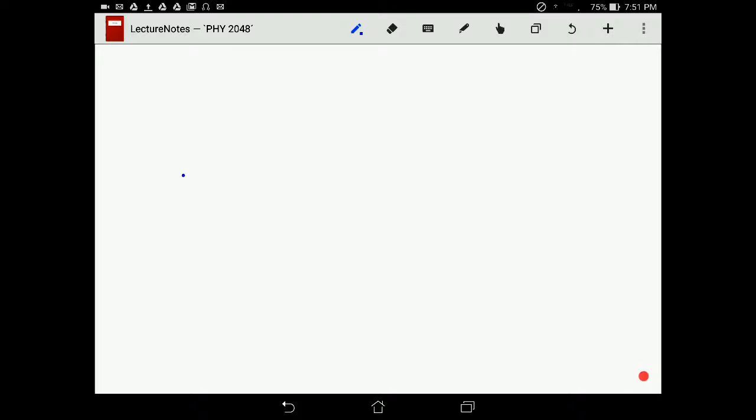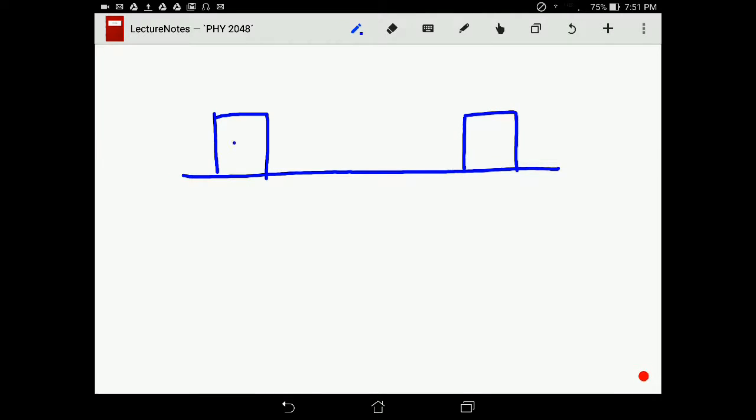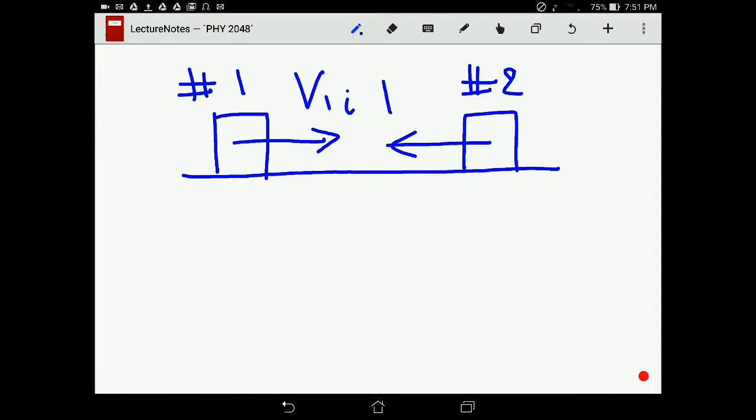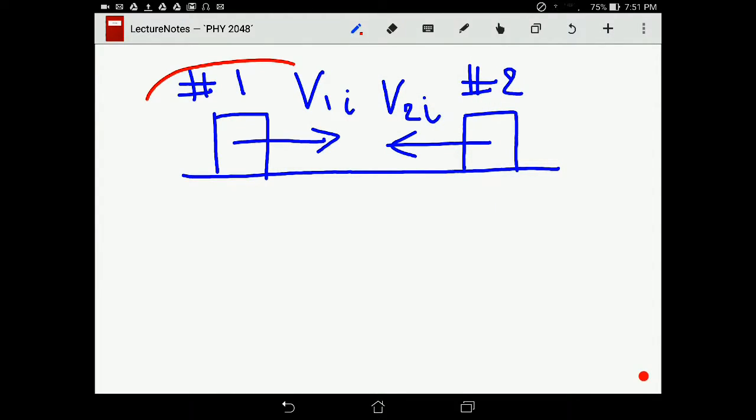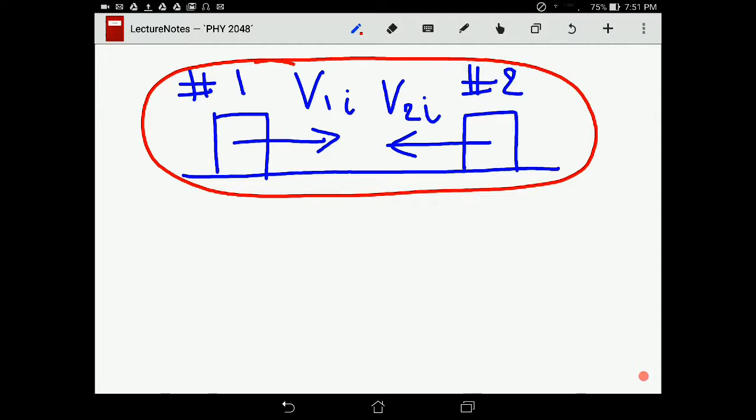The second possibility would be one where those two boxes, instead of being together initially, are going to move towards each other. So suppose, for instance, that this is number 1 and this is number 2. They have a velocity, let's call it v1 initial, and this one would have a velocity in the opposite direction. So they are moving towards each other, but we want to think of the system as being the combination of these two things. And so this is what the system is going to look like.